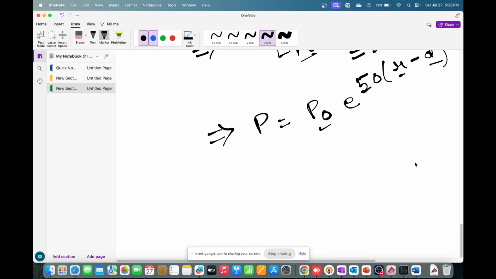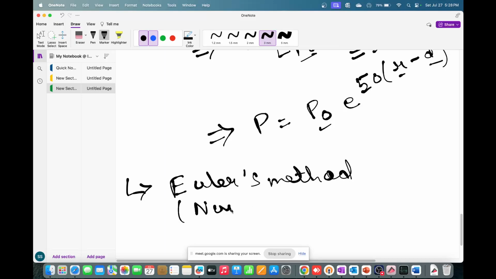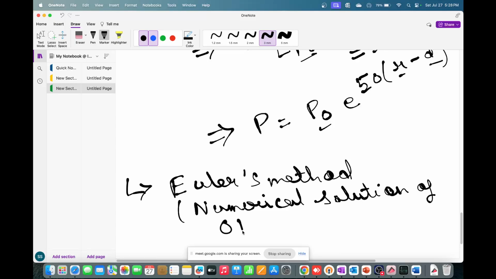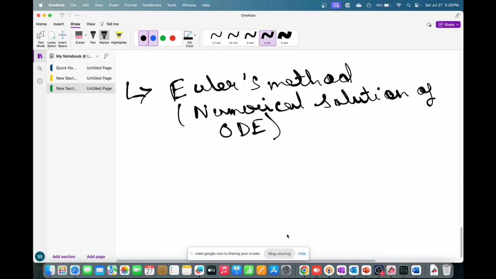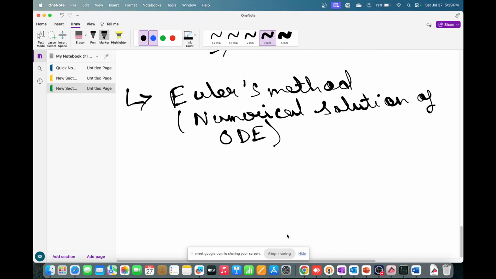So the last thing to cover for today is basically the Euler method. So I'm just putting it like this. Euler's method, which is basically a numerical solution of ODE. Sir has already explained this, so I'll just go over it in brief.